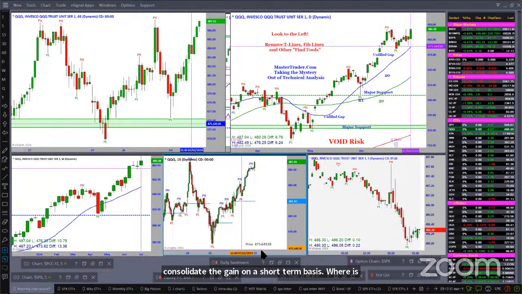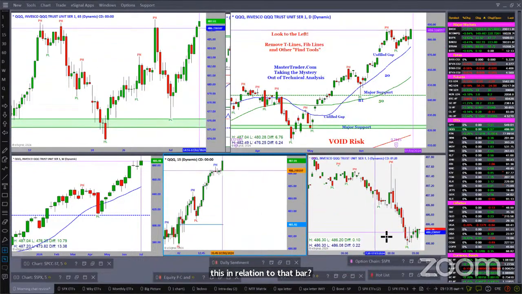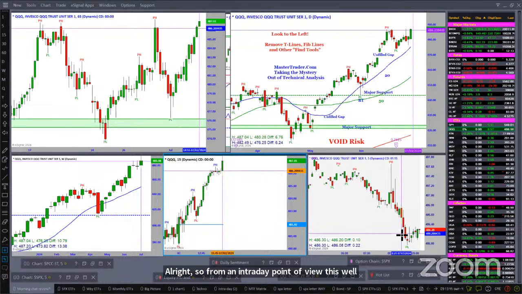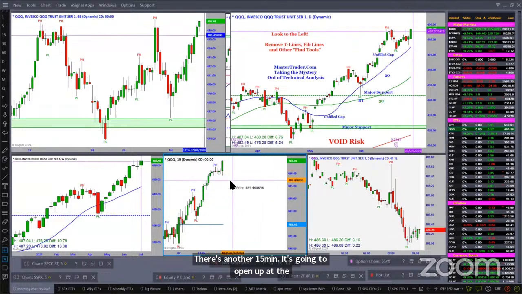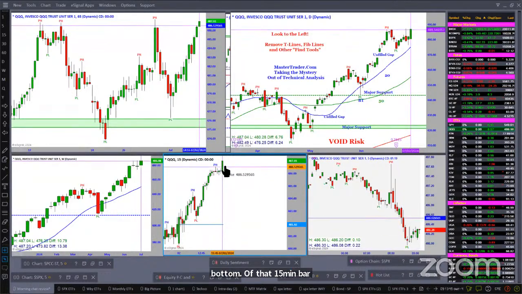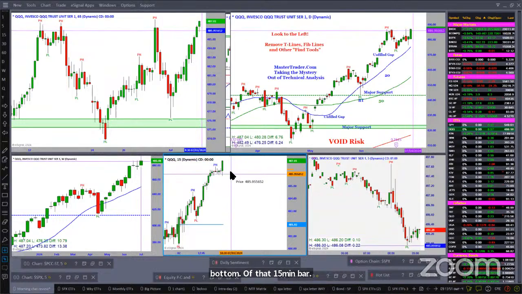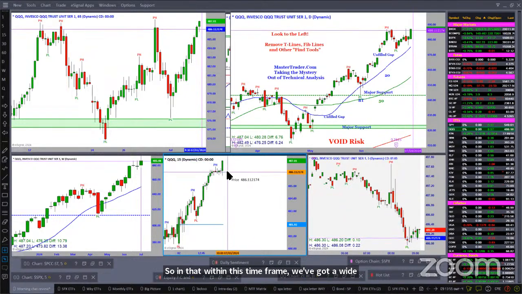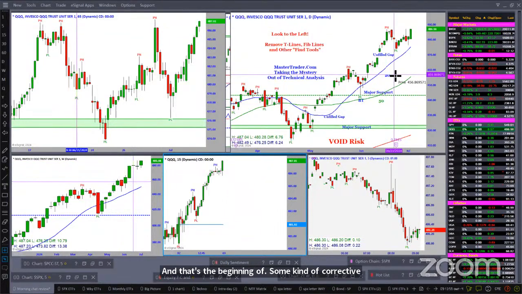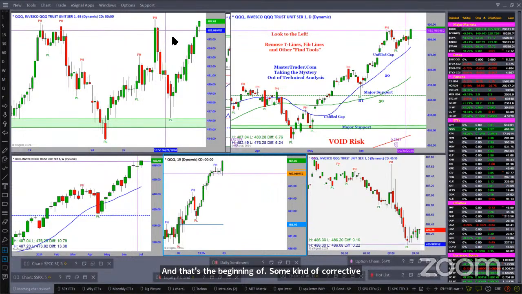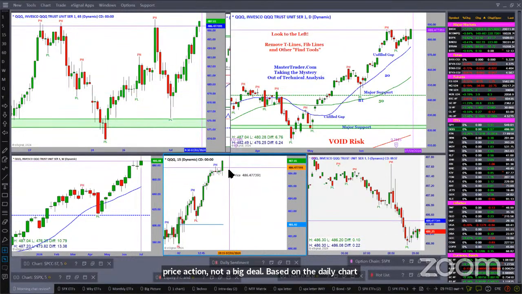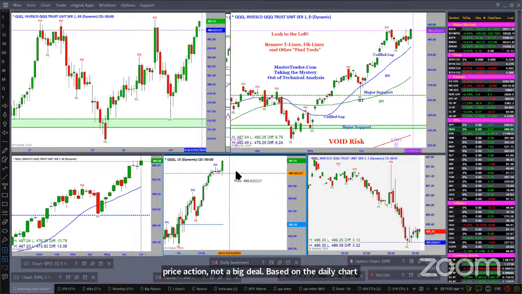All right. So from an intraday point of view, we'll see where this opens up. There's another 15 minutes. It's going to open up at the bottom of that 15-minute bar. So within this time frame, we've got a wide range breakout bar, and prices are going to be opening up at the bottom of it. And that's the beginning of some kind of corrective price action. Not a big deal based on the daily chart or the 65-minute chart, but on this time frame, a little bit of bearish price action.